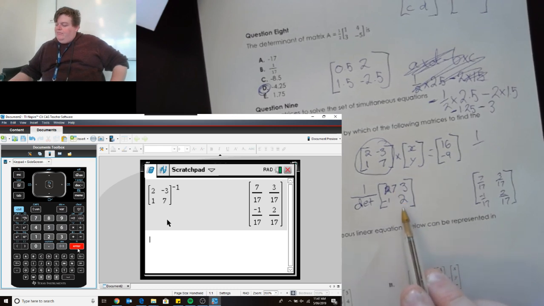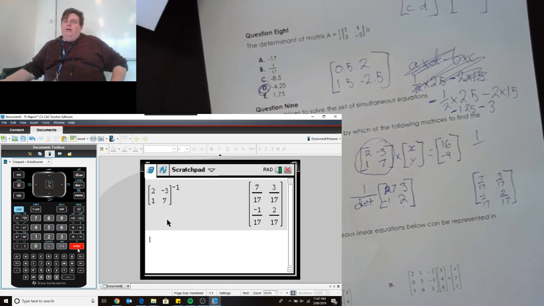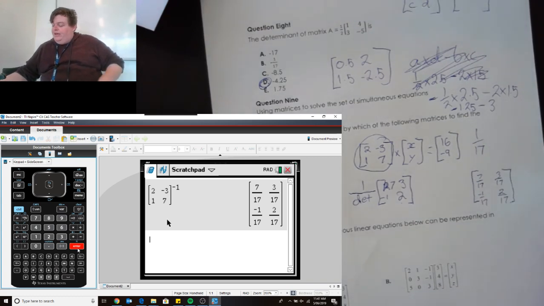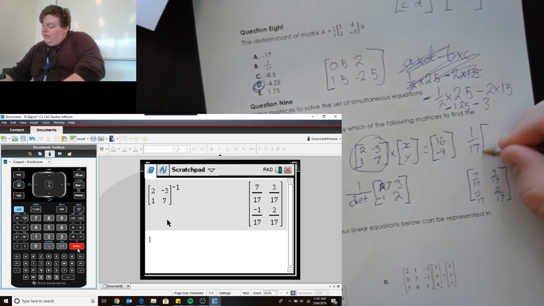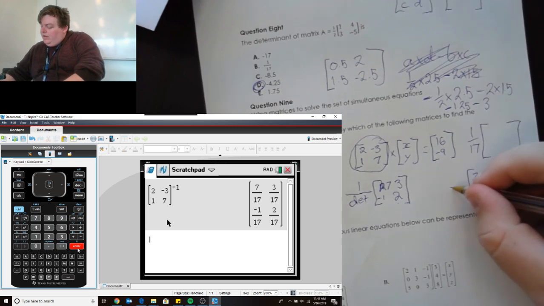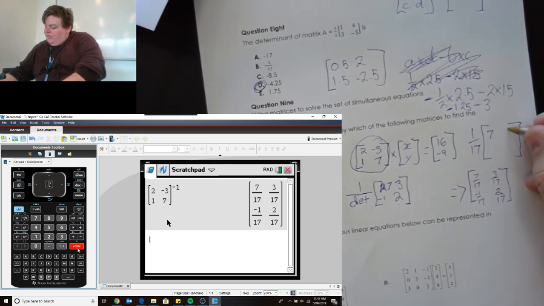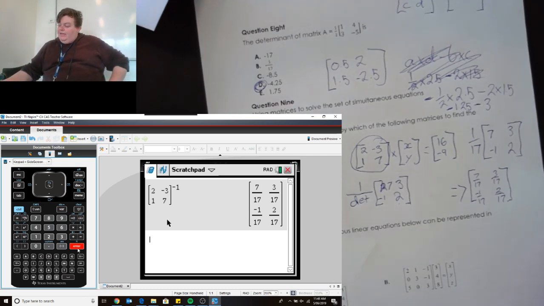So it'll be 7 times 2, which is 14, minus negative 3 times 1. So that will be a determinant of 17, so 1 over 17. That means that in order to get this step here, we've had to multiply all the values inside by 17. So our values should actually be 7, 3, -1, and 2. So is that here? Right there.